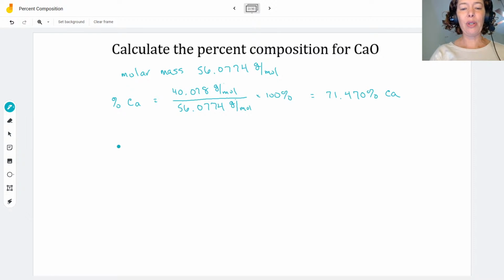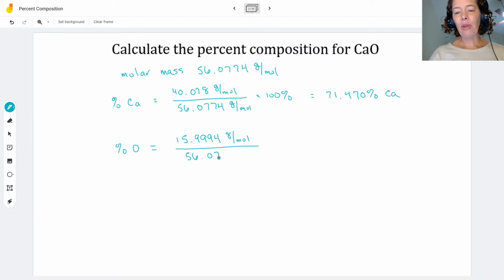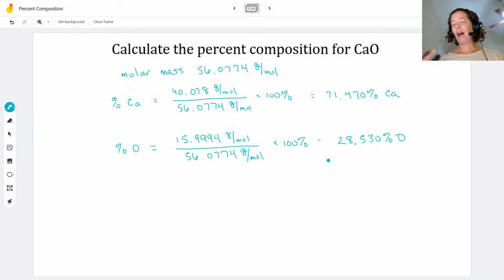Let's go ahead and calculate our percent of oxygen. We do this in the same way, except this time we are going to use the molar mass of oxygen over the molar mass of the compound. So that is 15.9994, the molar mass of oxygen, again over our total molar mass, 56.0774 grams per mole, and again, times 100%. And we get 28.530% oxygen.